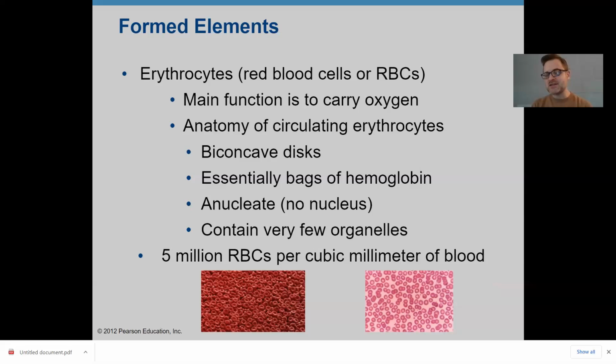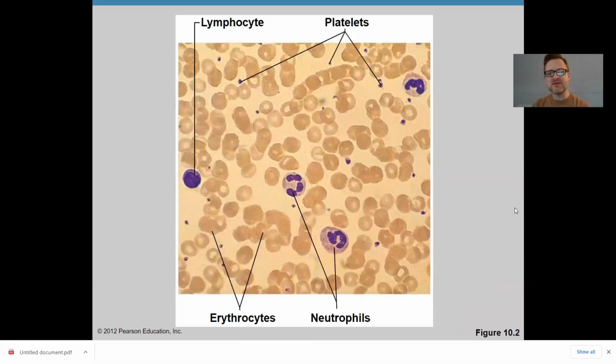Erythrocytes are anucleate, as in they don't have a nucleus. They're not very long lived. They only live about 100 or so days. They have very few organelles. Once you produce them, they carry hemoglobin, oxygen, for about 100 days, and they die. There are about 5 million red blood cells per cubic millimeter of blood, which is a lot, right?